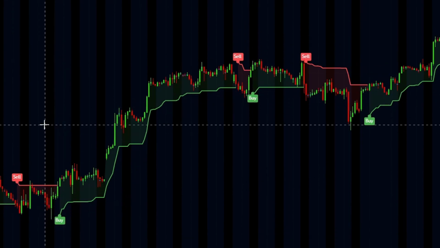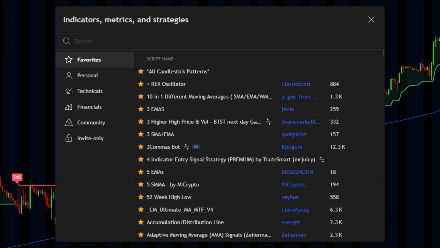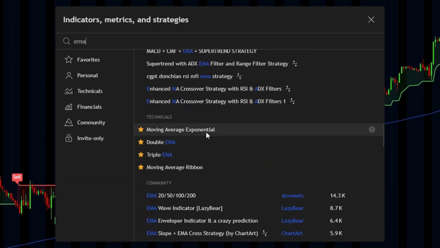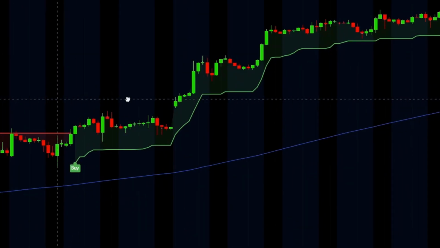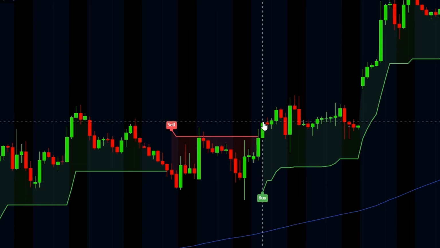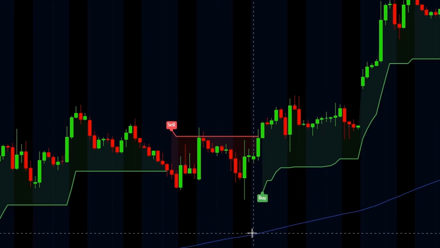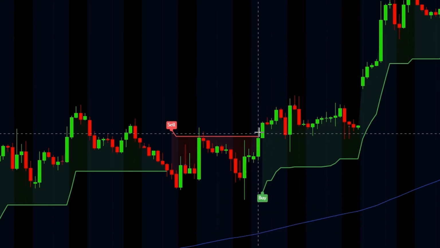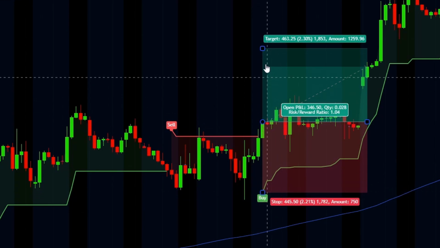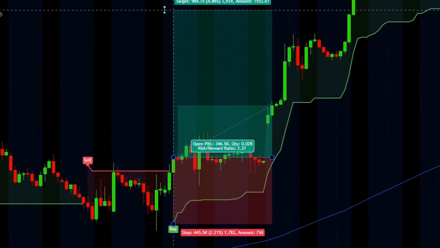Okay, but how will the strategy work? For the strategy, we will use another indicator too, just as an additional filter, which is a 200 length EMA. For that, just type in EMA and look for the exponential moving average, this one. Entry rules are very simple. If we get a buy signal and the price closes above the 200 length EMA, which is this blue line, then we can enter into a long position. The stop loss will be placed at the SuperTrend indicator, right there, and the take profit will be at a 1 to 2 risk-reward ratio.